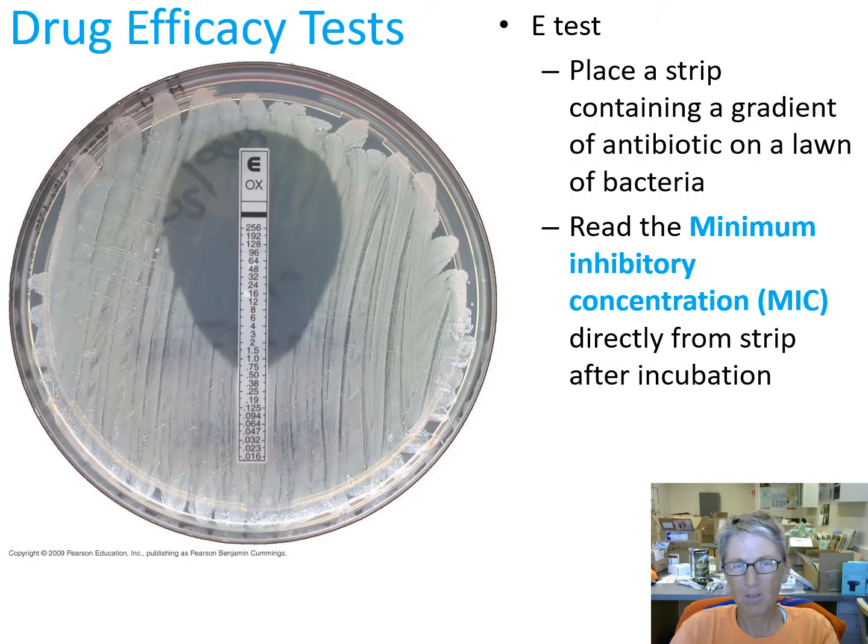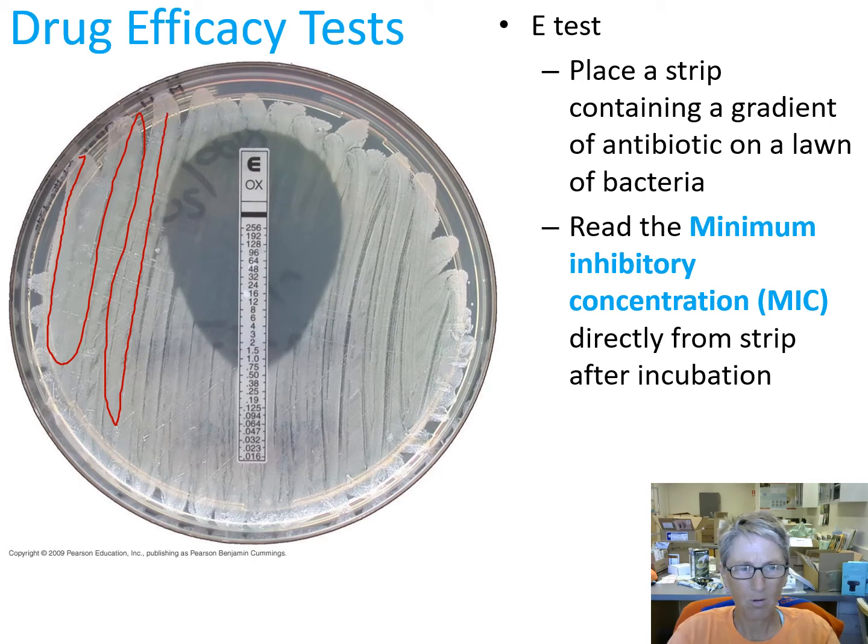More drug efficacy tests. You could use this E-strip. So again, can you see how this? I like this photograph because you can really see how the lawn of bacteria was made. So just going back and forth and back and forth. Probably used a sterile swab or something to really get a nice lawn of the bacteria of interest.